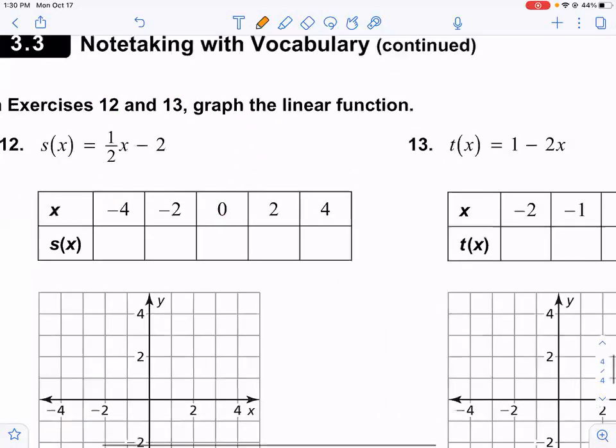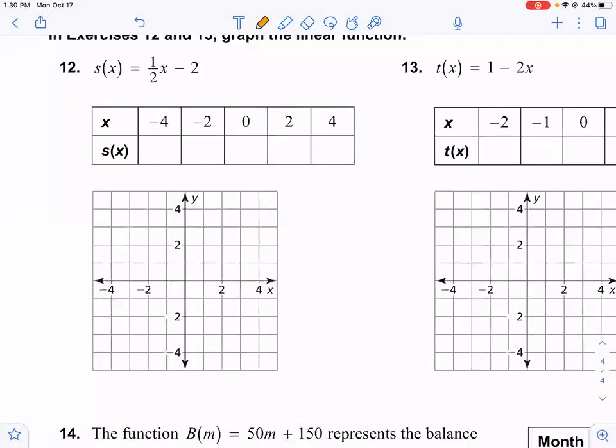Okay, so here's the deal. We are finally moving into our graphing of linear equations, okay? And the first way we're going to do that is to literally just make a table of inputs and outputs, okay? So I'm gonna have you help me.